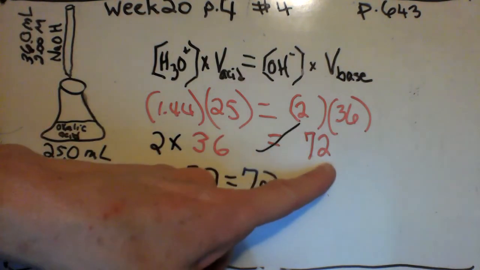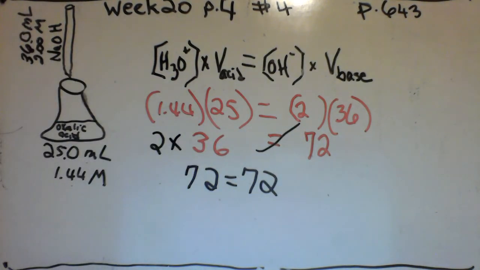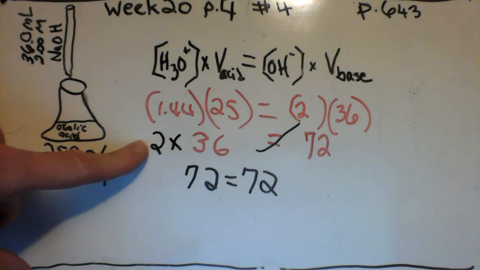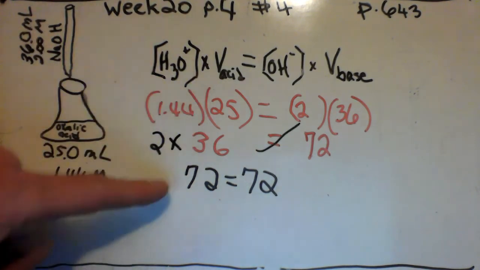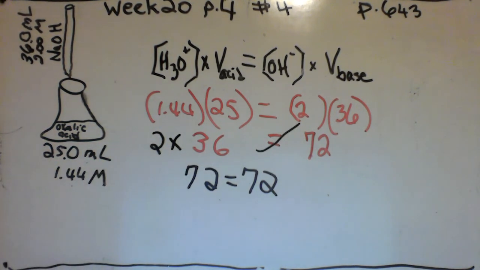If we had 72 hydroxide ions and only 36 hydronium ions, then the solution would be basic and it would not have been neutralized. It would have gone too far in the titration. It would have gone beyond the end point. So we know that this acid must have 2 hydrogens for every molecule that dissociates. Therefore, it is diprotic.